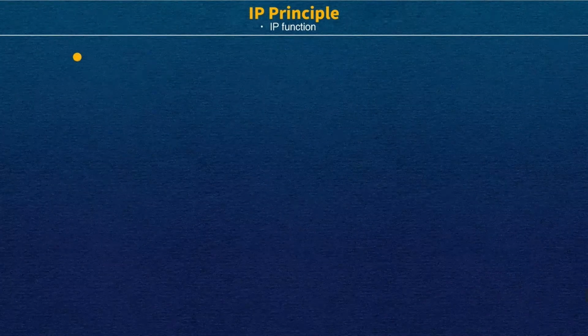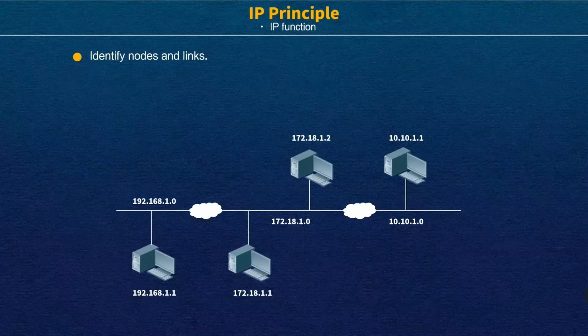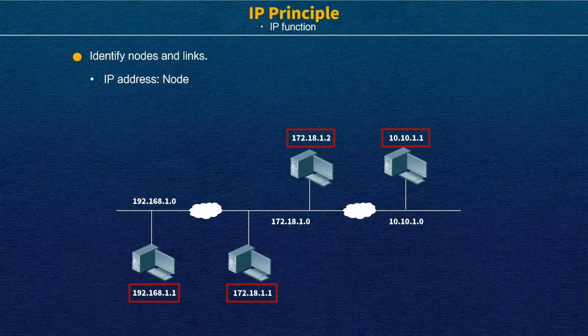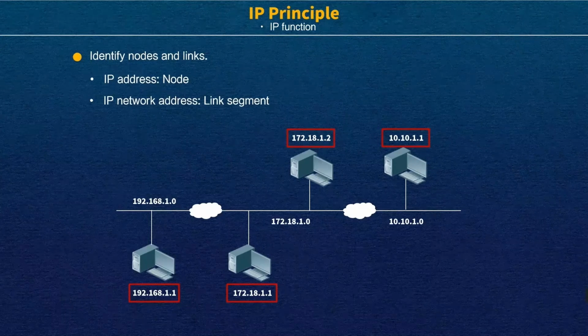And the next step, let's see what the function of the IP is. About the IP, the first function is to identify the node and the link. Like in this topology, we have lots of terminals, right? And they may be located in different segments, and we will use multiple network devices to connect with each other. And here we have 2 types of IP address. The first one is a detailed IP address to indicate the nodes, like terminal 1, 2, 3, 4. We will use the IP address. And another one, we will use the IP network address to indicate the link segment, like segment 192.168.1.0, or the second one or the third one.